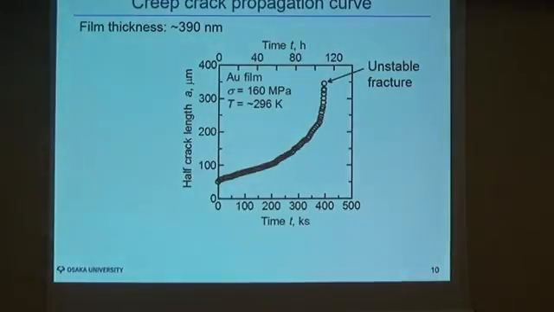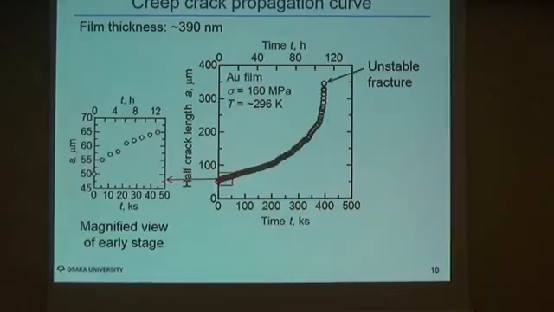This figure plots the propagation curve, or the relationship between half crack length and time. You can see the very early stage of crack propagation, so the magnified view is shown here. The crack growth rate is very high at the very early stage of the experiment. Then the crack growth is decelerated and slowly propagated over a long distance and gradually accelerated. And at this point, it unstably fractured.